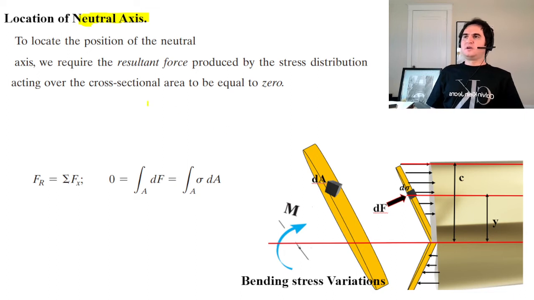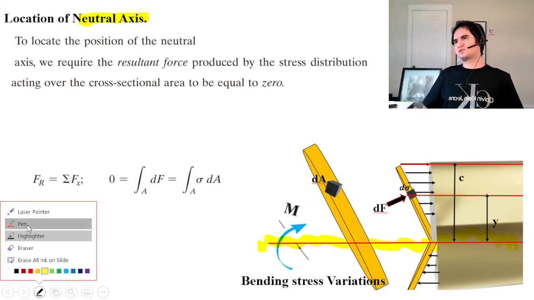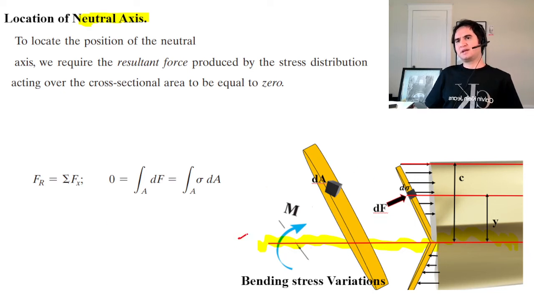If we want to know where our neutral axis is, which I told you is where there is no pull and no push, somewhere between pull and push there is a neutral axis. To find that, we just need to go by the resultant forces. If the resultant force goes to zero somewhere, it means there is no push and no pull. There is a balance between the two forces. So the summation of forces goes to zero, which means the integral of sigma times dA over the area goes to zero.